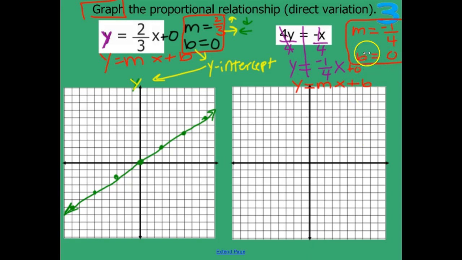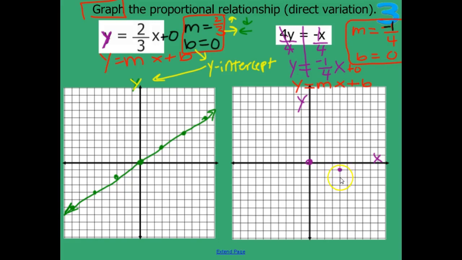So b is for beginning on our y-axis, our y-intercept. So we're beginning at 0. And our slope is down 1 because it's negative 1. And then positive 4 is to the right. So from the middle, just because that's where our point is, we're going down 1 and positive 4 is to the right. 1, 2, 3, 4.